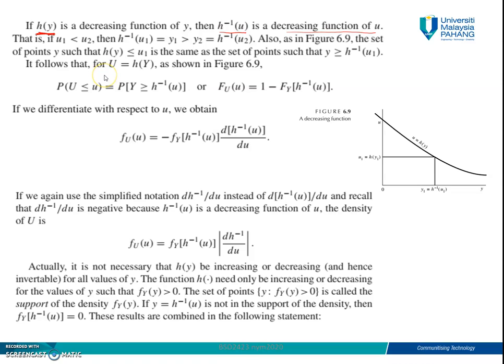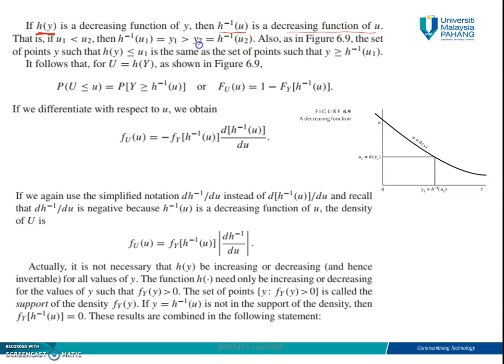So in this video, we're still in the method of transformation, and I will show you when the function h(y) is a decreasing function, how is it? Okay, in the previous video, you had your function h(y) as an increasing function. Here, if your function h(y) is decreasing, then the inverse function of u is also a decreasing function of u. That is, if your u1 is less than u2, then the inverse function of u1, which is y1, is greater than y2, which is the inverse function of u2.